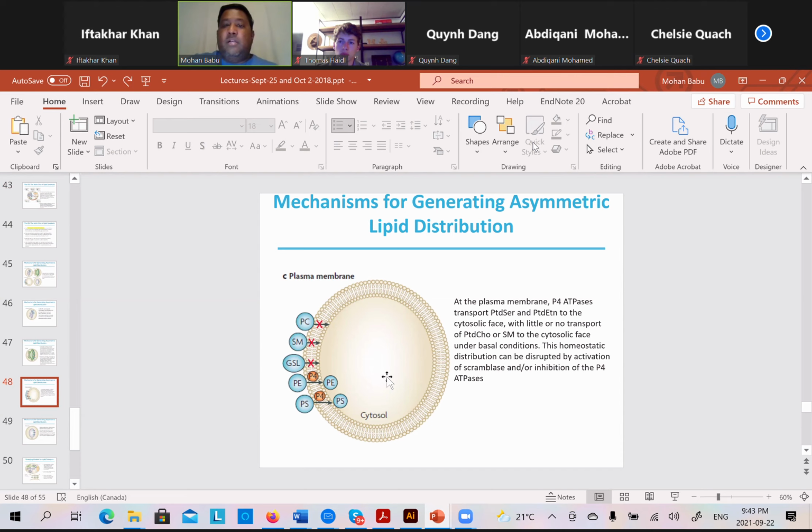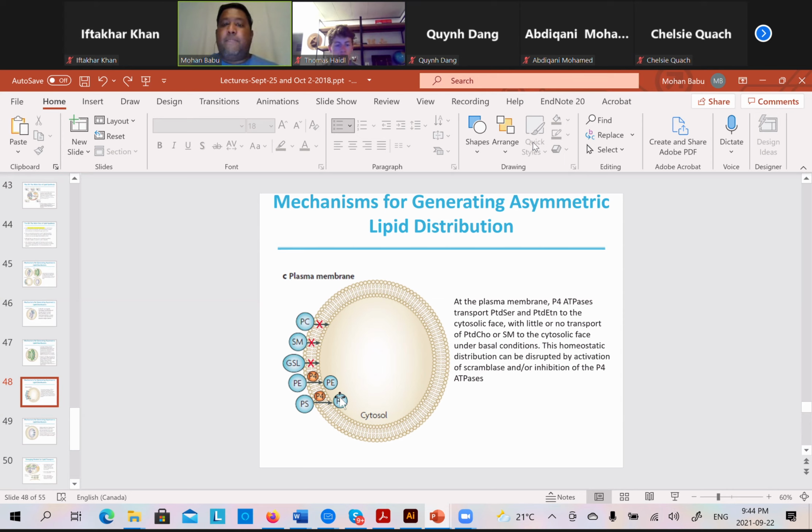So here, what's happening? Now you can see the direction has changed. Now the direction is going inside, which means the plasma membrane is outside here. The cytosol is inside. So now the PE is pushed towards the cytosolic phase, like as we saw in the Golgi. Now you can see the PE is going in the cytosolic direction, and the P4-ATPases will support that.